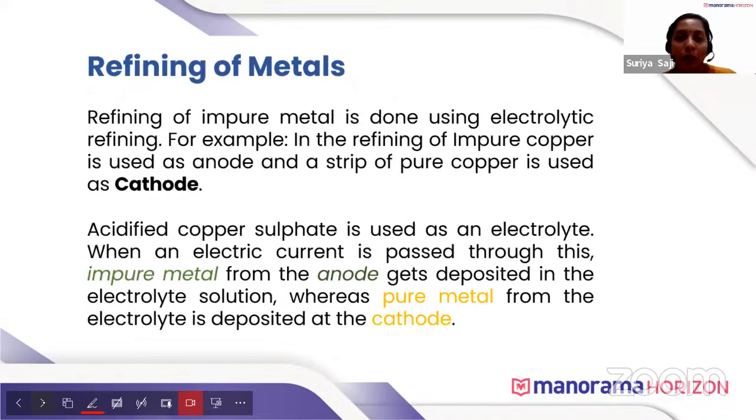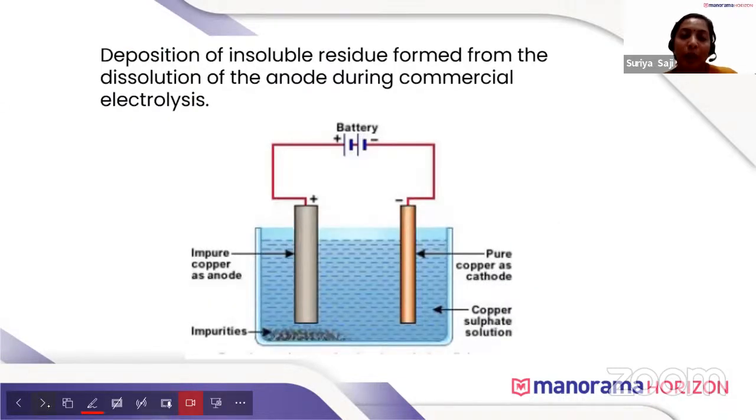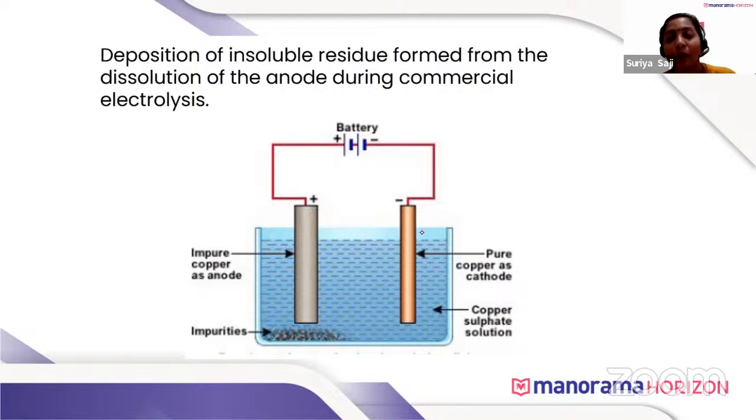Then now we will see what refining is. Refining of impure metal is done by using electrolytic refining. In electrolytic refining, I'll explain with this figure so that you will understand it better. We can employ this for any metal. Now we have taken copper as an example. We'll take an impure rod of copper as the anode and a pure thin rod of copper as the cathode.